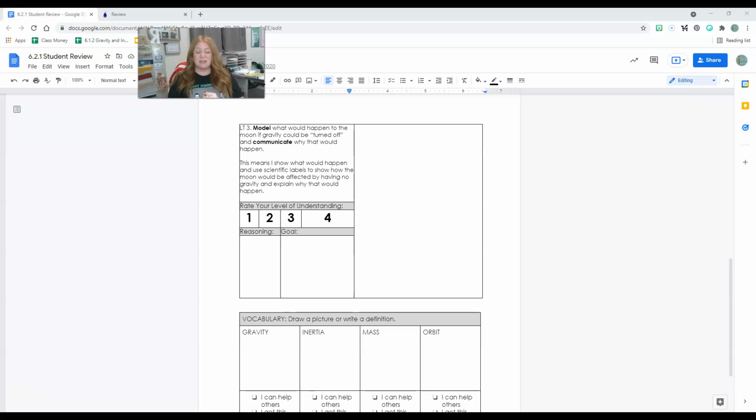So this means I can show with a picture what would happen and use scientific labels to show how the moon would be affected by having no gravity, and then write a caption, a sentence, and explain why that would happen here. So go ahead and draw your model. Use scientific vocabulary, label it, and write your explanation. When you are ready to come back and look at the examples, come back and do that.